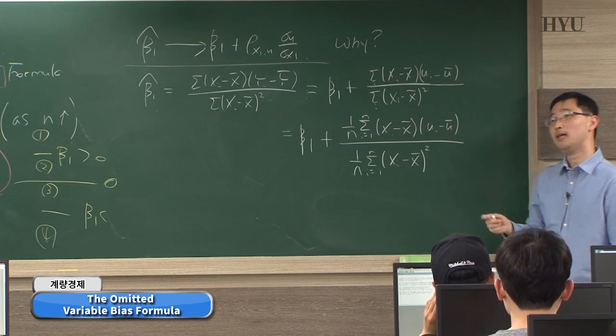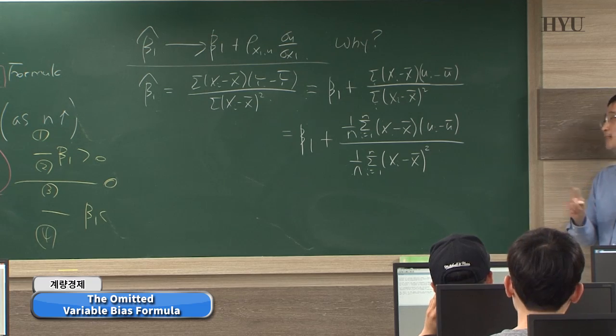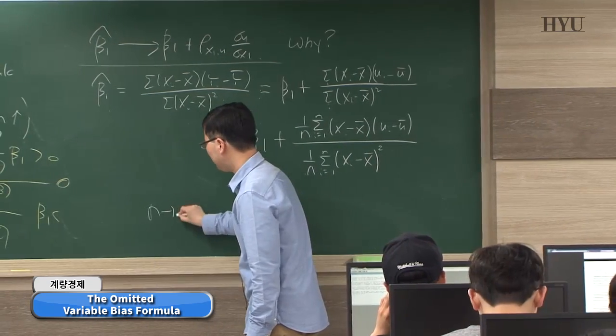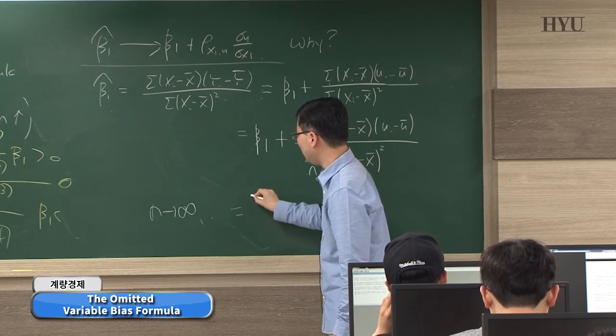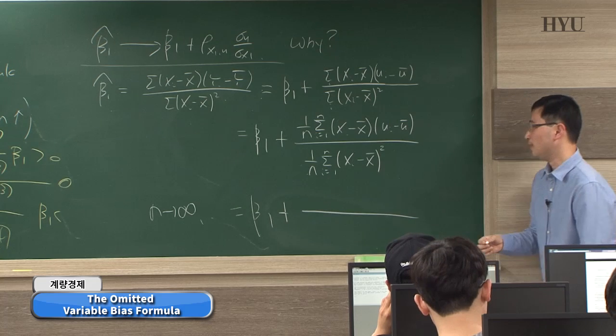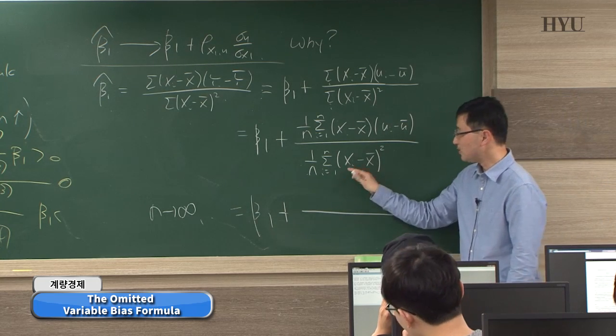So that's our beta 1 hat for any sample size n. Now let's increase sample size. What's going to happen then? Think about the denominator, which is easier. So what is this?